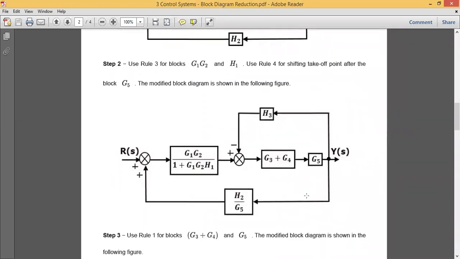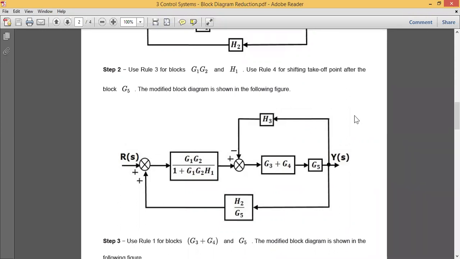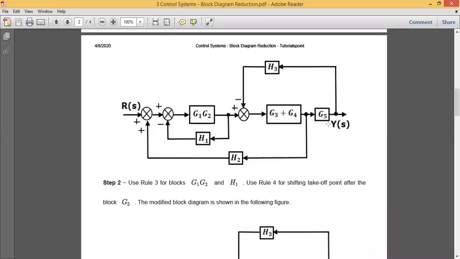Okay. So what changes did I make? I have shifted my takeoff point so that this can be made in series. But what does the rule say? If you are shifting the takeoff point after the block, as in my previous lecture, then you should write 1 divided by the transfer function block.